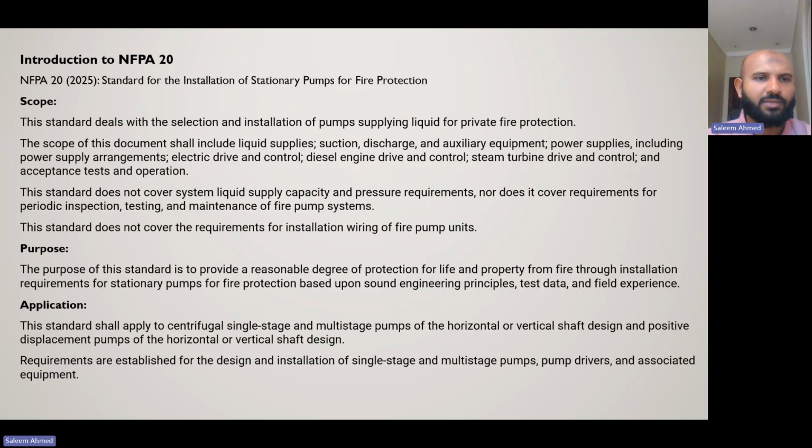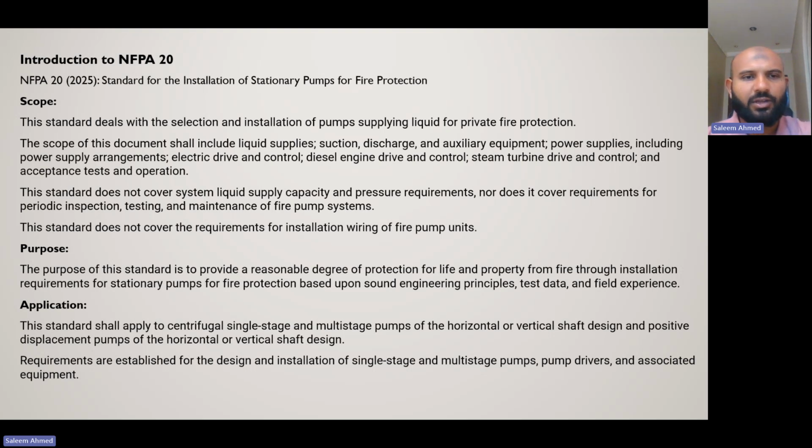Introduction to NFPA 20. NFPA 20 is a standard for installation of stationary pumps for fire protection. Scope of the standard: the standard deals with the selection and installation of pumps supplying liquid for private fire protection. The scope of this document shall include a liquid supply, for example, suction, discharge, and auxiliary equipment, and power supply, including power supply arrangements, electrical drive and control, diesel drive and control, steam turbine drive and control, and acceptance test and operation.